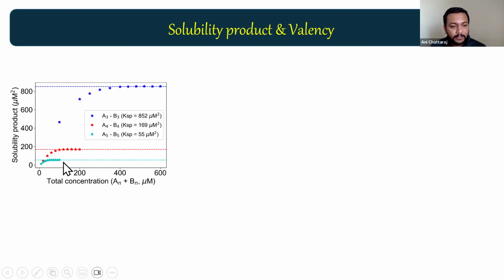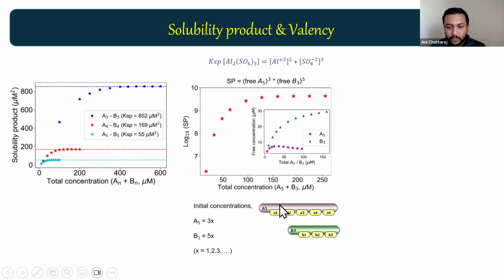your KSP is going down, as well as the total threshold concentration you need to reach that saturation level, that is also going down, which makes sense because if you have more valency in your system, more binding sites in your system, you need less amount of molecule to create this sort of cross-link structure. So that's why with higher valency, we have a lower KSP.